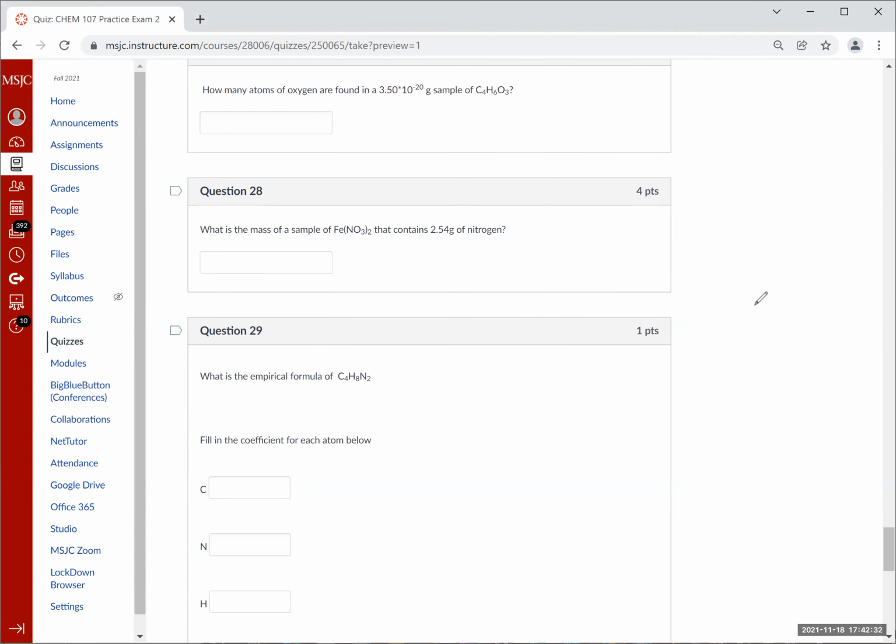So let's look at another example. In this case, we're asked, what is the mass of a sample of iron 2 nitrate that contains 2.54 grams of nitrogen? So in this case, we're going from the grams of nitrogen to the moles of nitrogen to the moles of this iron nitrate, and then to the grams of this iron nitrate.